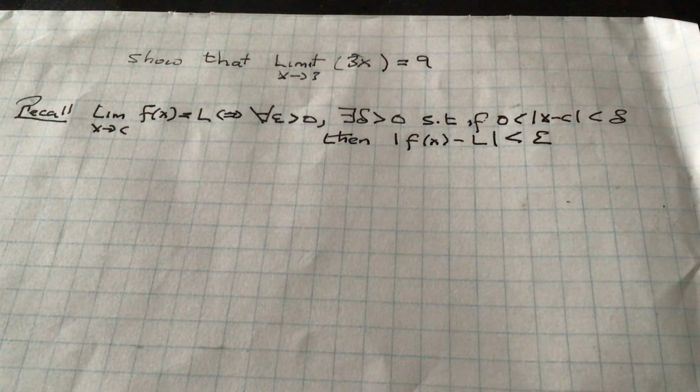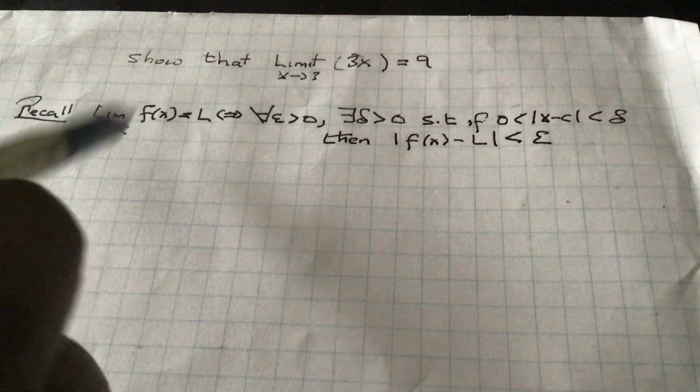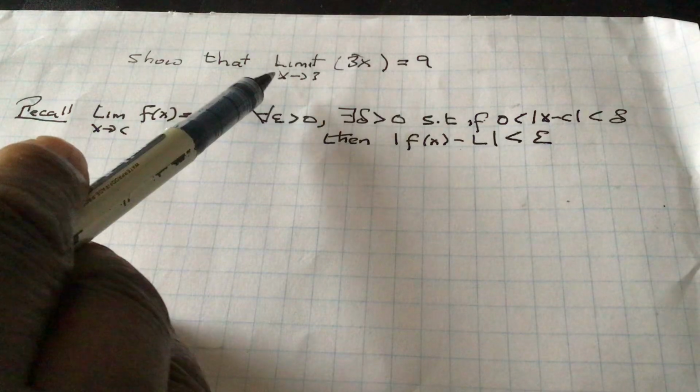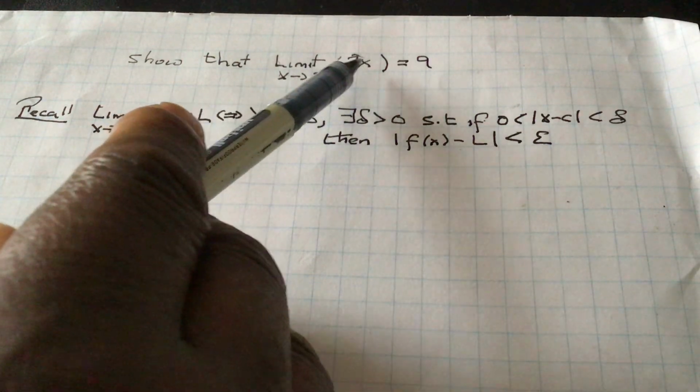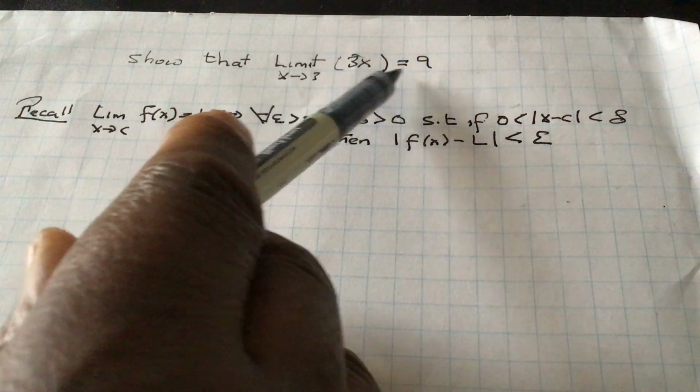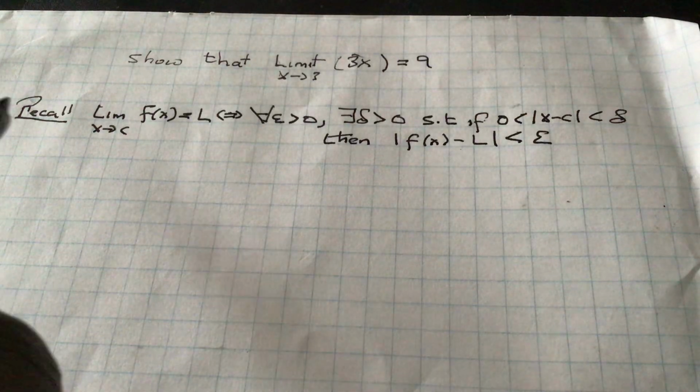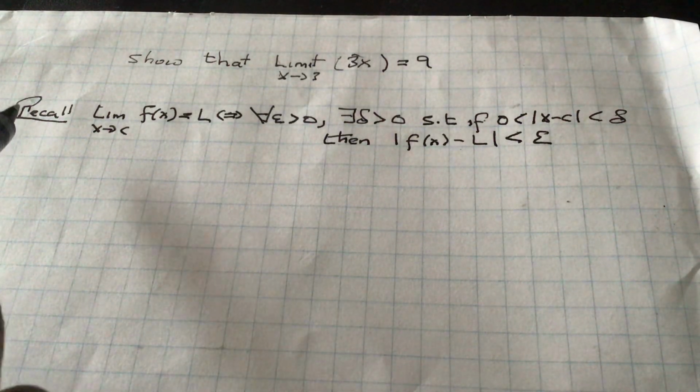Today we're going to do another example of a linear function, and we're trying to show that the limit as x approaches 3 of the function 3x is equal to 9. Let us recall the definition.